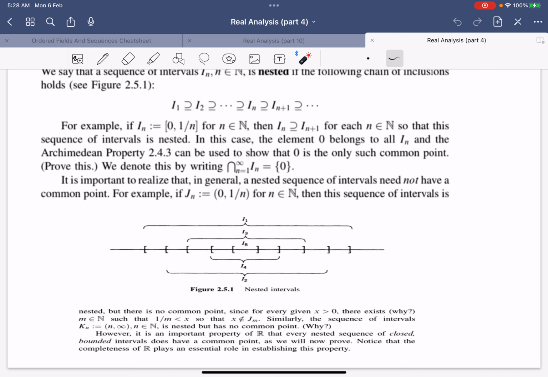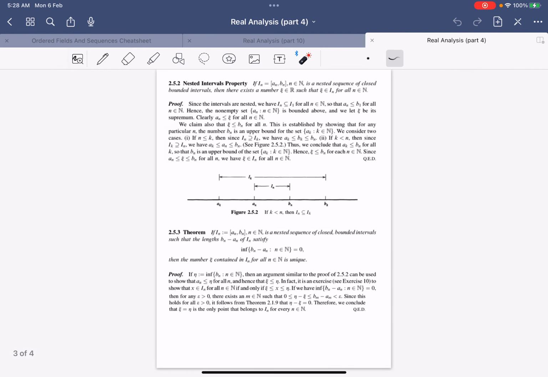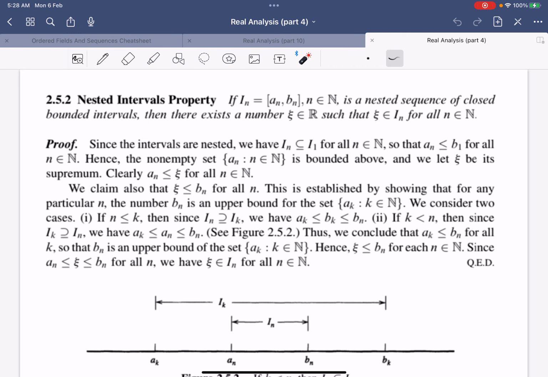But what we shall prove now is that in the real numbers, every nested sequence of closed and bounded intervals will have a common point, like over here. And so, how do we prove such a property? Well, it relies on the properties of the real numbers. If you are given a sequence of closed intervals which is nested, then you must show that there exists a point in the real numbers such that the point lies in all the intervals.